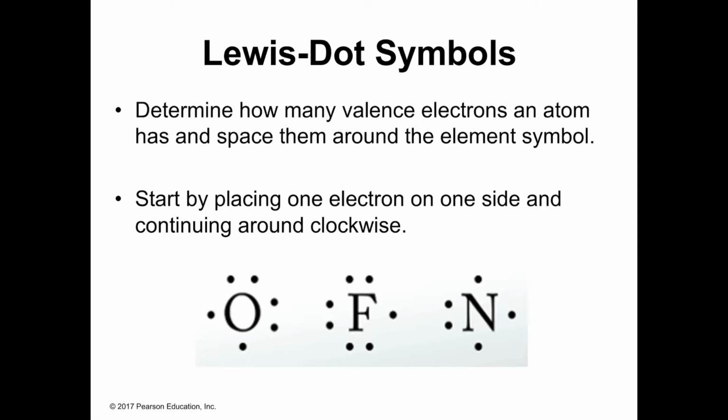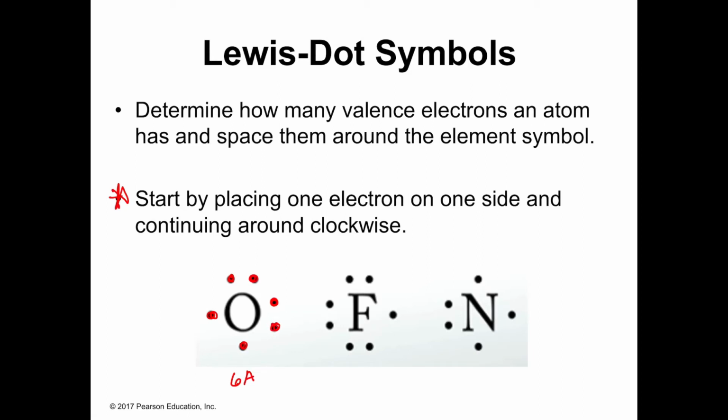Okay, so we're always going to determine how many valence electrons an atom has and then space them around the element symbol. So if we look at oxygen, oxygen is in group 6A, and that tells us that oxygen is going to have 6 valence electrons. So this is my helpful hint to you: start by putting 1 electron on each side and then continuing around clockwise. So we would put 1, 2, 3, 4, 5, 6.